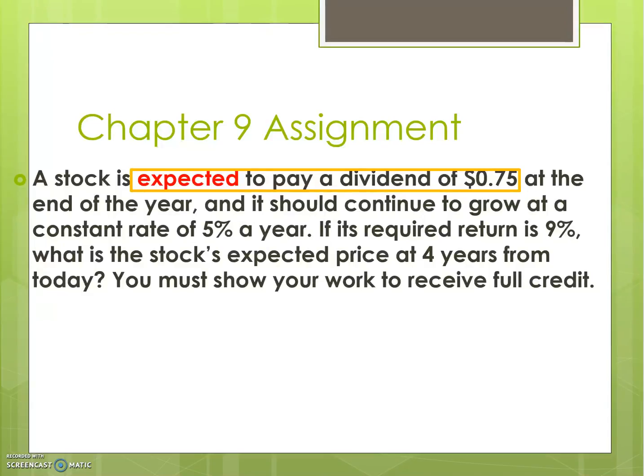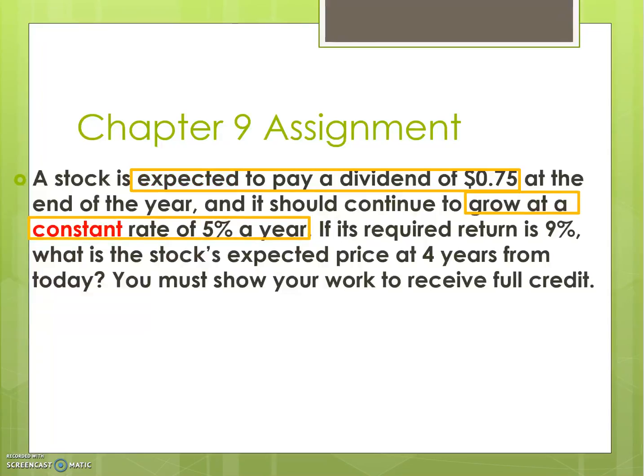Remember how we were talking about knowing if we're working with D0 and D1? Well, here's a situation that's going to help us confirm what dividend we're working with. So if it's expected to pay, that means we haven't received it yet. If we haven't received it yet, that means it's going to be D1. Okay, so expect to pay a dividend, so D1 is 75 cents.